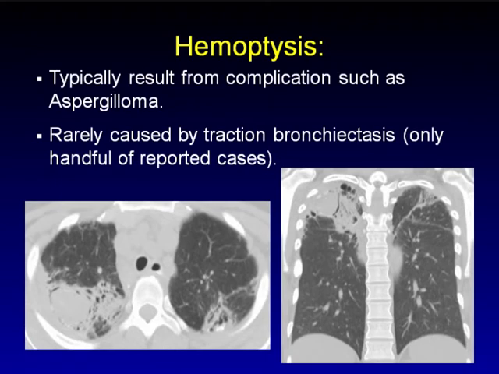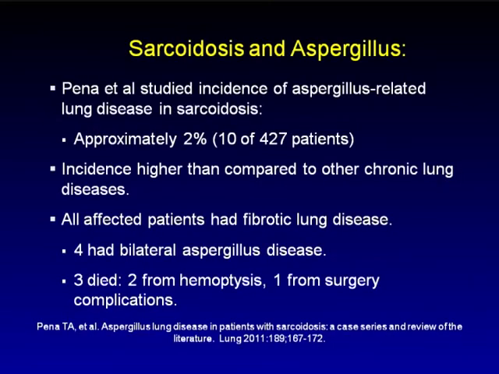Hemoptysis is usually related to a complication of aspergilloma rather than traction bronchiectasis. There was a study last year by Peña and colleagues that looked at over 400 patients and found that about 2% of them also had to deal with aspergillus infection. So this was only seen in patients with fibrotic lung disease from sarcoid, but it was seen more commonly in sarcoid than other chronic lung diseases. And although there were only 10 patients afflicted with this complication, the outcome was actually pretty bad for several of them. 3 patients out of 10 died. So it's a potentially very serious and fatal complication.